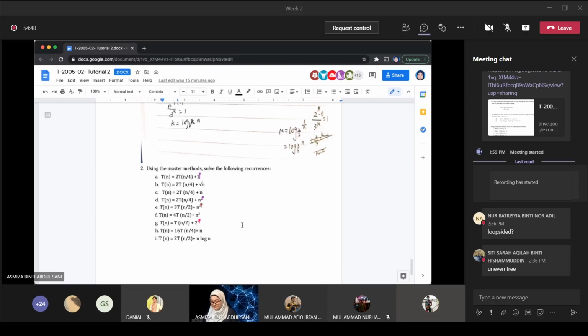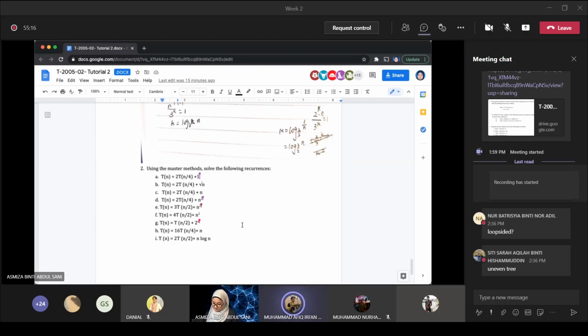Class? A will be 2, B will be 4, K will be 0, P also 0. Okay, so what is the case? The case should be case 1 because A is greater than B power of K. Okay, and then after that, what is the final answer?